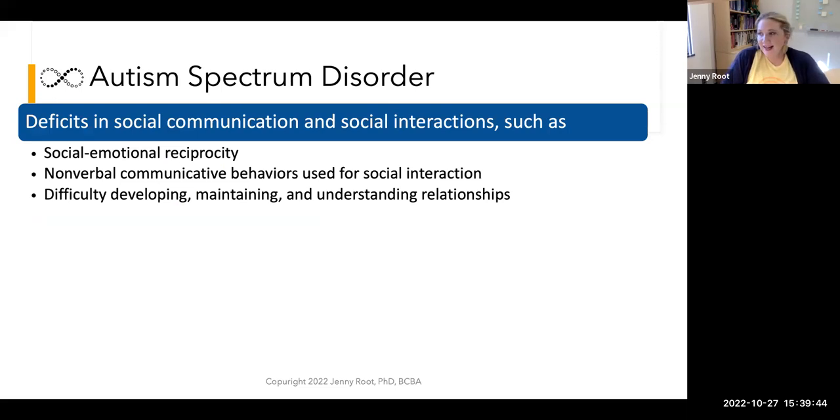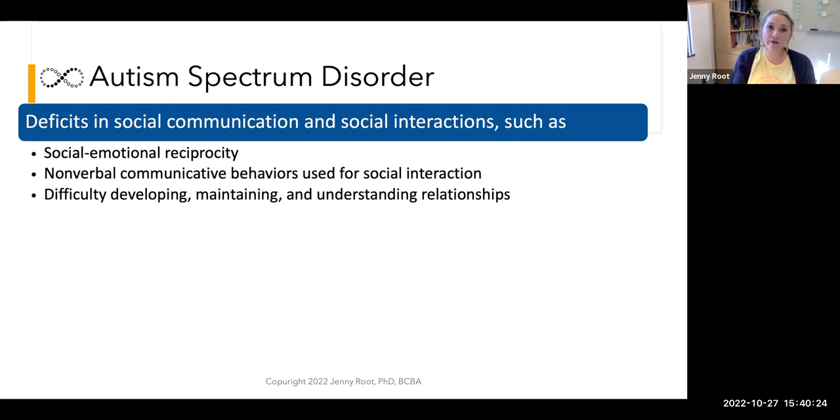So a related disorder is autism spectrum disorder. I think the awareness of autism has greatly increased, but so have the misconceptions. So autism is characterized currently by two things. The first is deficits in social communication and social interactions. So this might look like reciprocity, understanding what you're thinking and feeling and being able to match that, as well as being aware that the way others think and feel, and their perspectives and experiences, are different from their own.